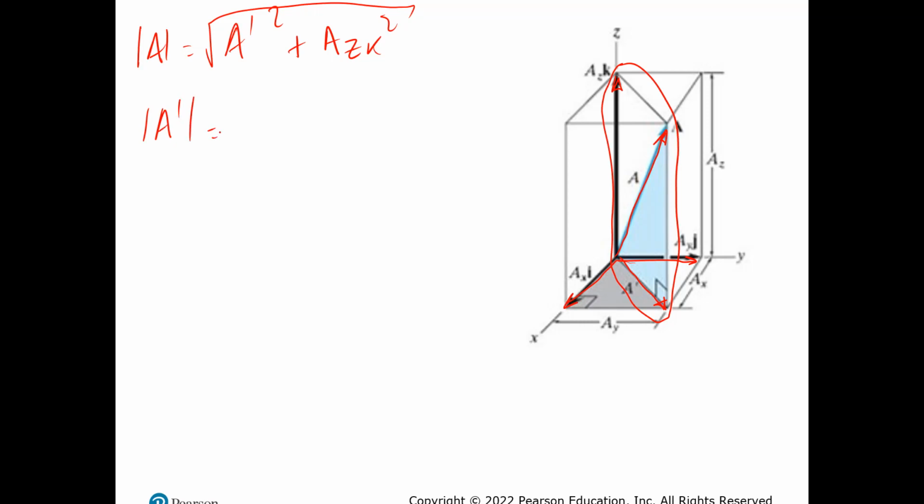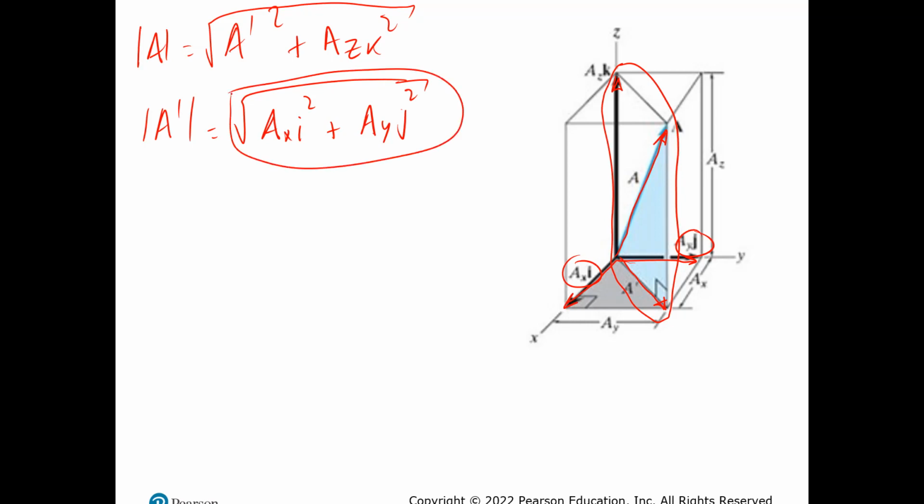The magnitude of A prime will be equal to the 2 components in the square root. Which ones are the 2 components? This one right here and this one right there. So you have A_x i squared plus A_y j squared. Okay, and then once you get that, you just take this whole thing and plug it right here in order to get your whole resultant vector.